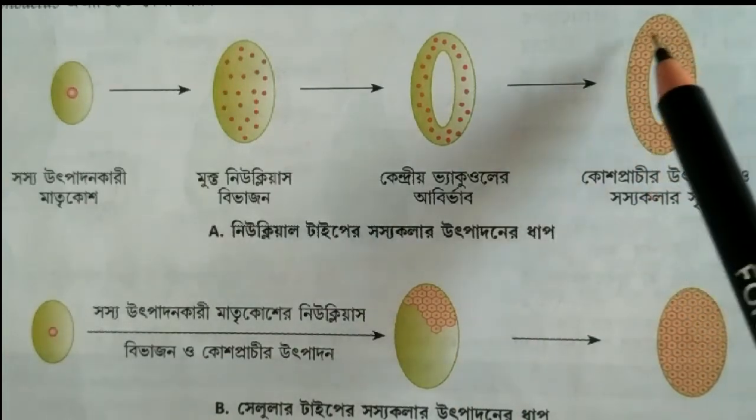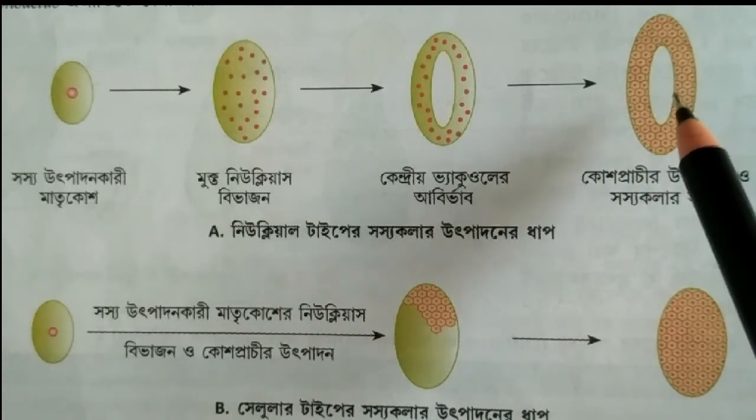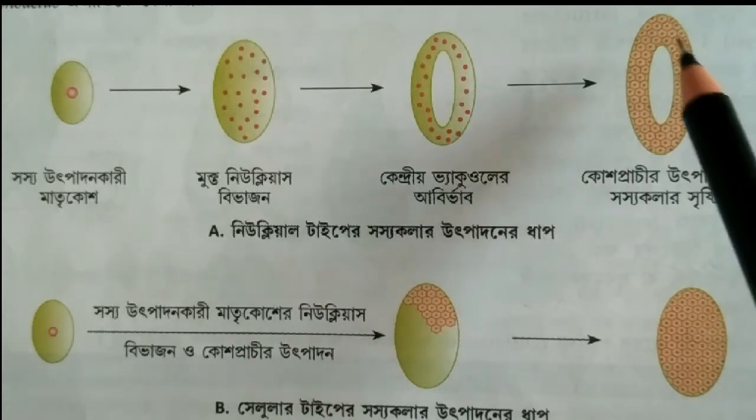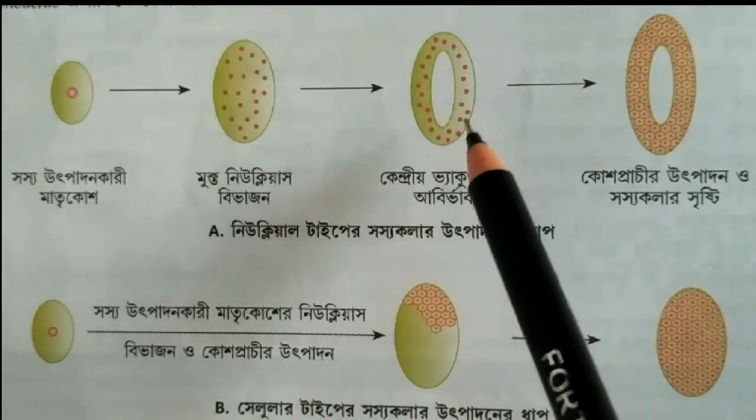Nuclear endosperm forms a vacuole and the cell wall is not formed from the beginning. But in case of cellular endosperm, the cell wall is formed from the beginning and no vacuole is present. Nuclear endosperm we find in Primula, Mangifera, Malva, this type of plants, and cellular endosperm we find in Balsam, Datura, Petunia, this type of plants.